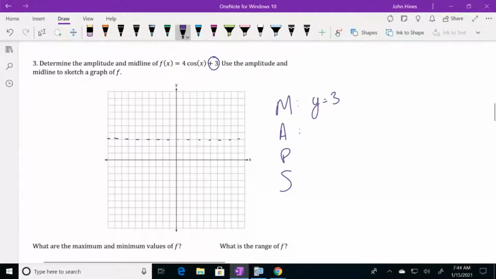The amplitude is 4. So from this midline, I go up 4, 1, 2, 3, 4, and down 4, 1, 2, 3, 4. The period, we haven't changed that yet because we haven't talked about that yet. So normally the period of sine and cosine are 2 pi. Unless I throw something else at you, which I will in 5 minutes, the period's 2 pi. And then the shape is cosine. What does cosine look like? Cosine is a big valley. A cosine graph is a big valley.